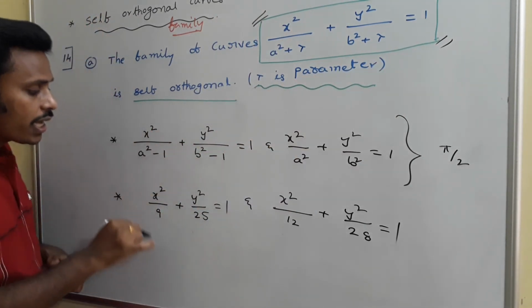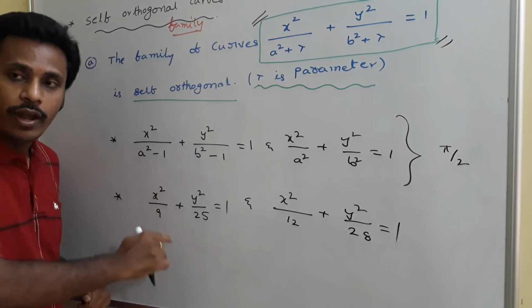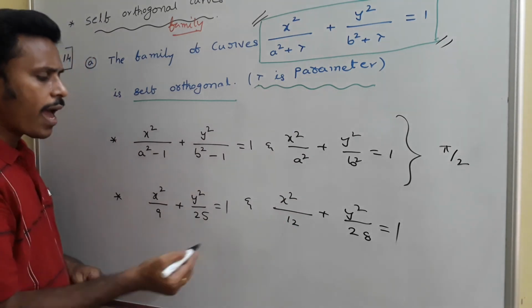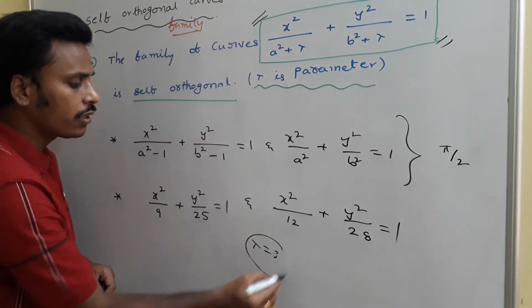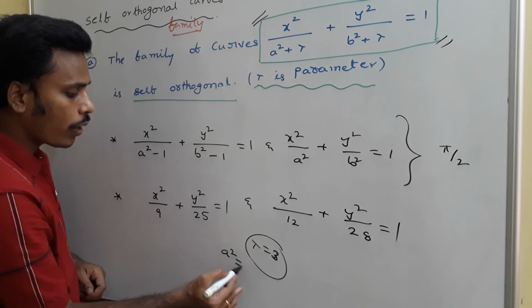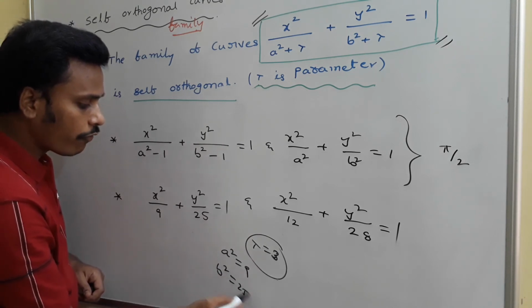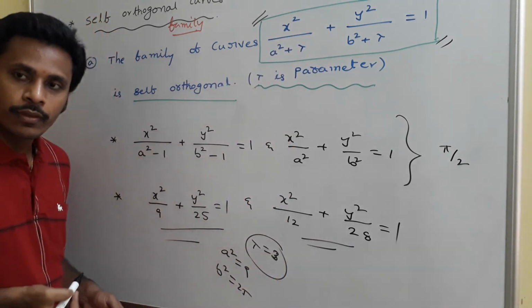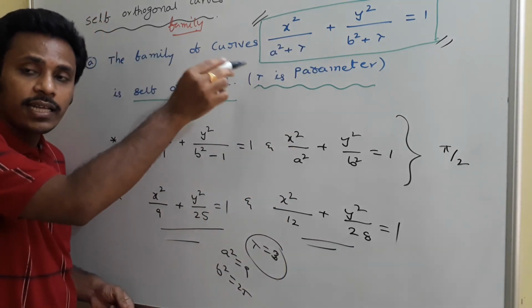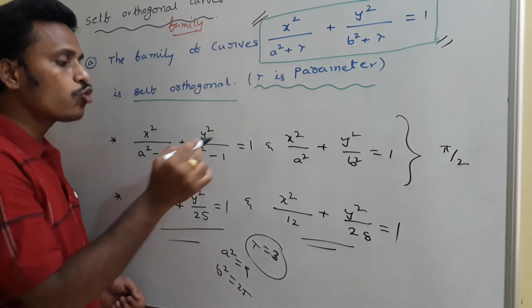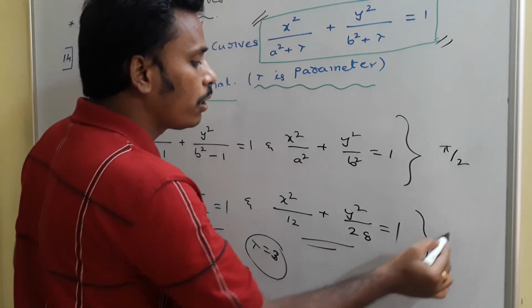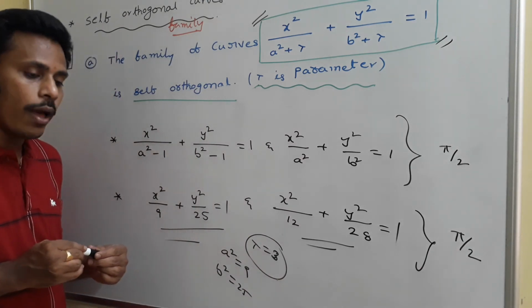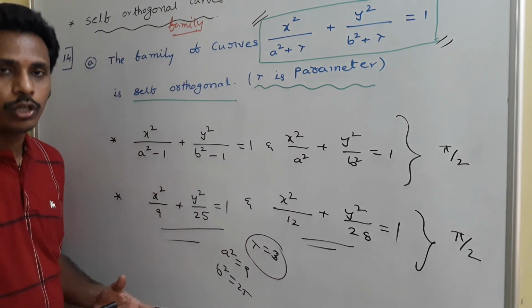Here I am fixing a square and b square initially as 3 square and 5 square, like 9 and 25. After that you just add some lambda. I am taking that lambda also as 3 here. So lambda is 3, a square is 9, b square is 25. If you replace, these two are of the same family. Since that is a family of self-orthogonal curves, these two curves are also orthogonal, and the angle between these two is again 90 degrees.